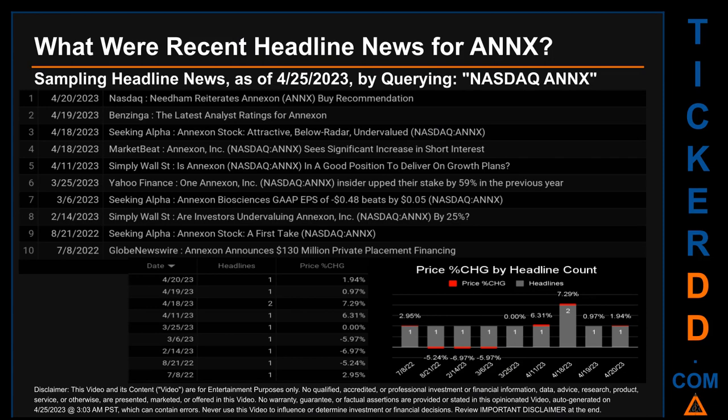The oldest publication was on Friday, July 8, 2022, 9 months and 17 days ago, when Globe Newswire published the headline that read, ANNX announces $130 million private placement financing.